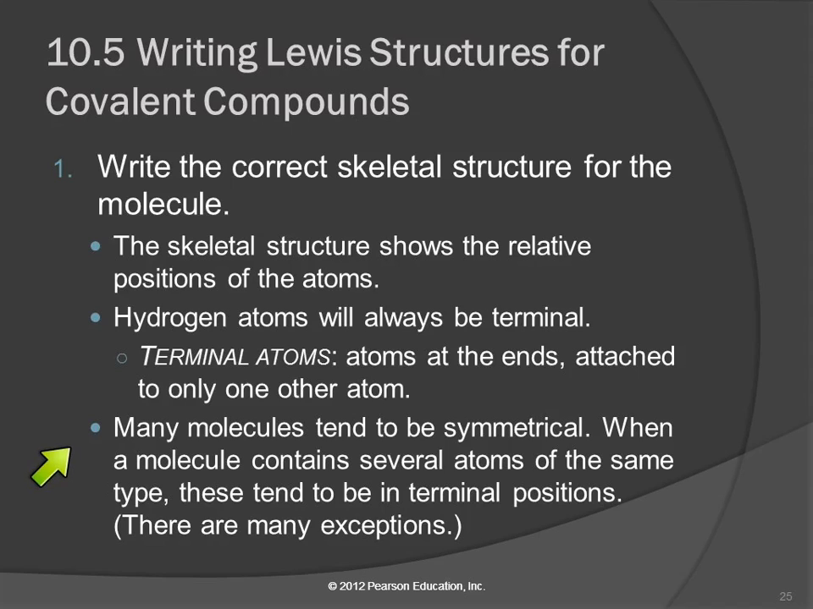Many molecules tend to be symmetrical. So if you've got a molecule that's got like 4 oxygens and 1 sulfur, that odd one is probably going to be in the middle and the other ones are going to be arranged around it. There are lots of exceptions, and we're going to try to stick with the more straightforward ones. But just as a general rule, they tend to be symmetrical.